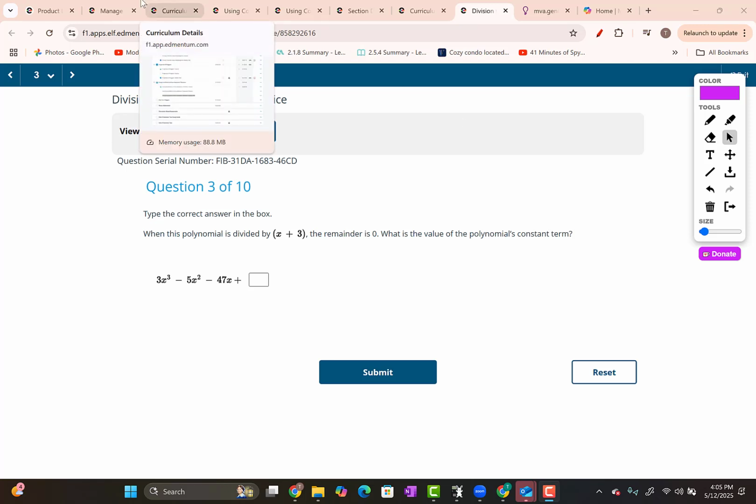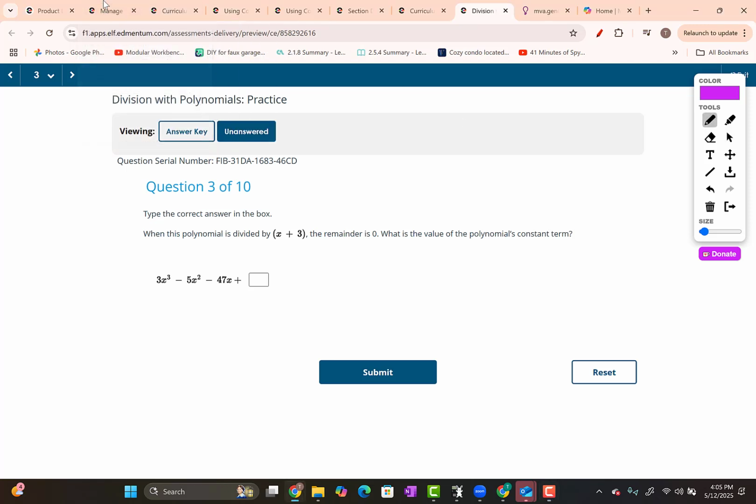When the polynomial below is divided by x plus 3, the remainder is 0. What is the value of the polynomial's constant term? So by definition, if we're dividing by x plus 3 and the remainder is 0, that means x plus 3 is a factor, a perfect factor of this problem, meaning it divides into it evenly.